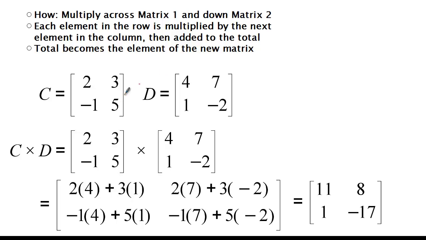First element is going to be 2 times 4 plus 3 times 1. Next element is going to be 2 times 7 plus 3 times negative 2. Down to the bottom row, it's going to be negative 1 times 4 plus 5 times 1 and negative 1 times 7 plus 5 times negative 2.